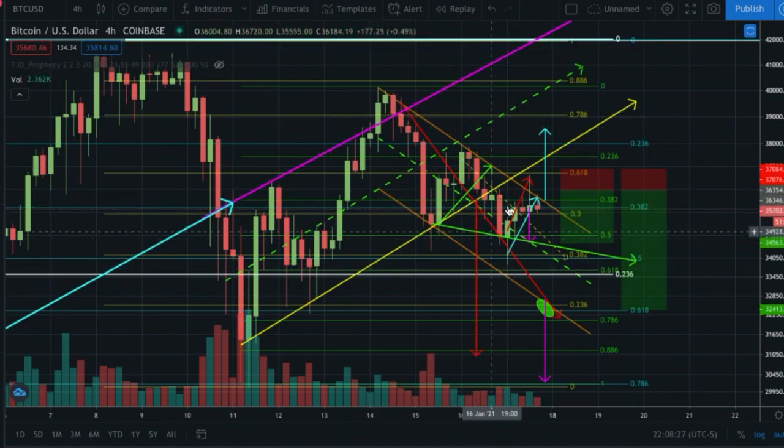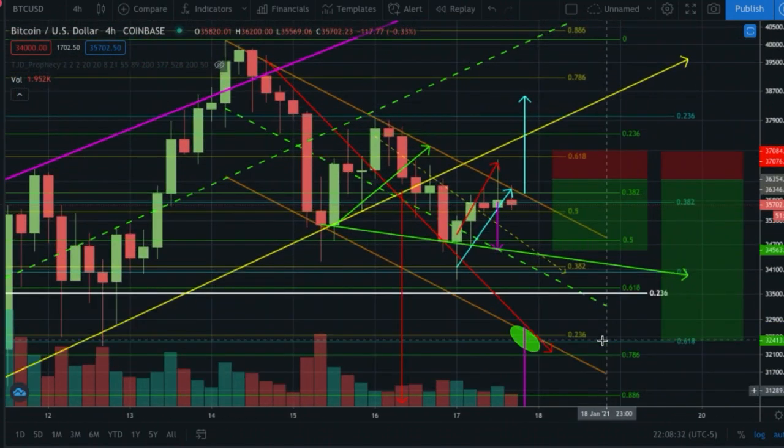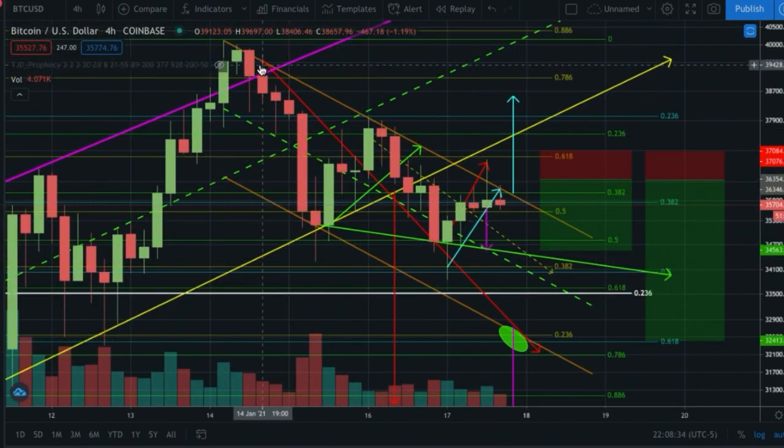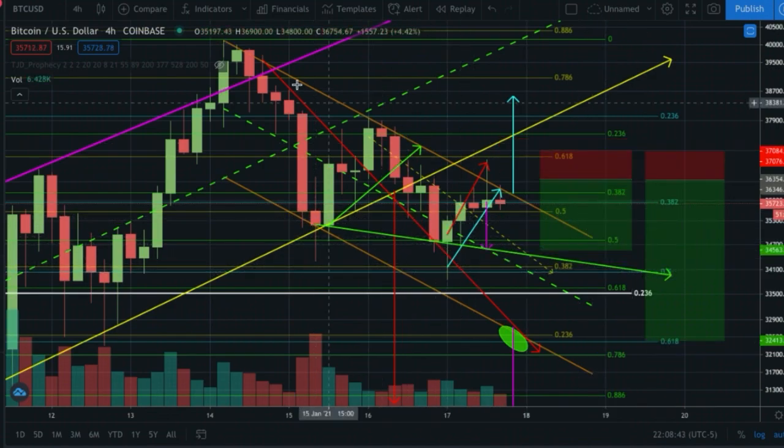So I'm looking at this channel right here, but inside of that channel, we have established what is a descending wedge. So this descending wedge, that was our top, that was our bottom, that was our top, that was our bottom. So we have 1, 2 touches on the bottom on the 4-hour, and then we have 1, 2, 3 touches on the top on the 4-hour.